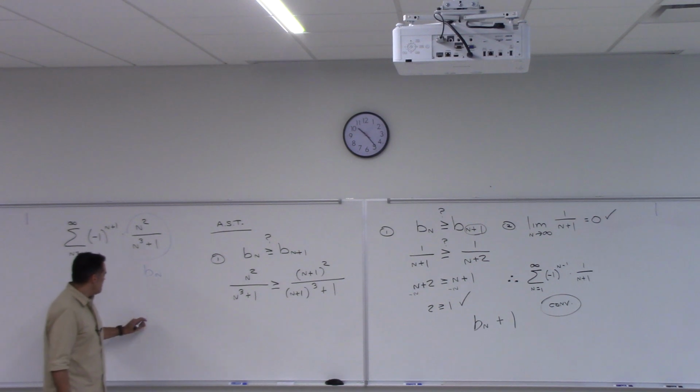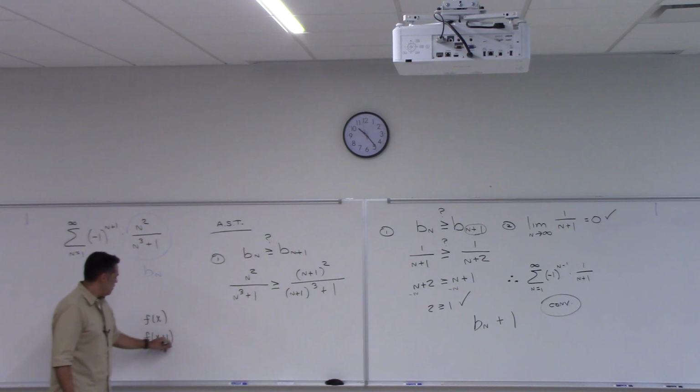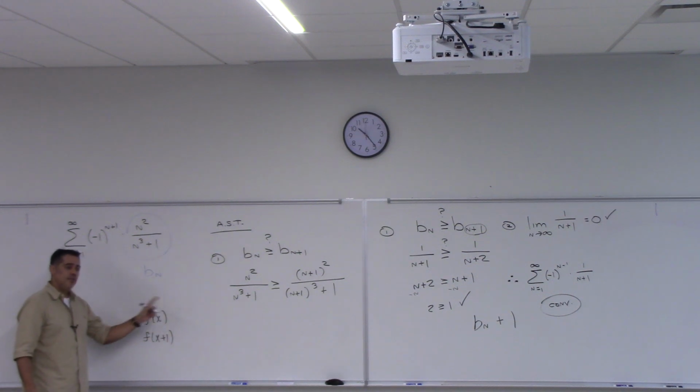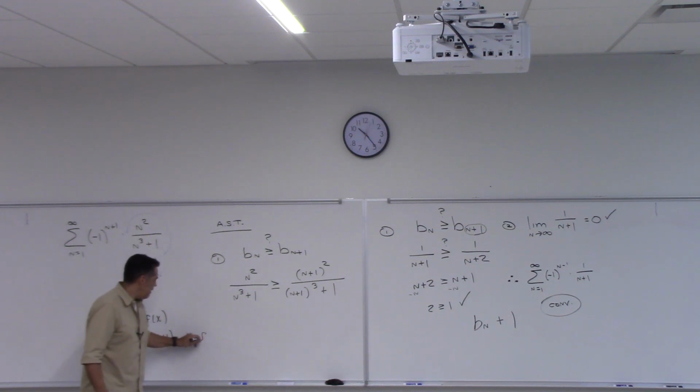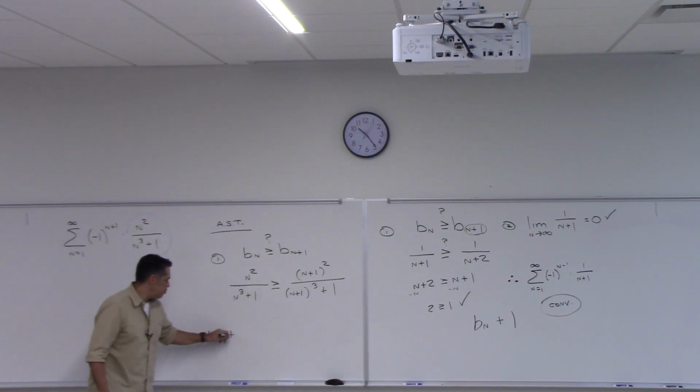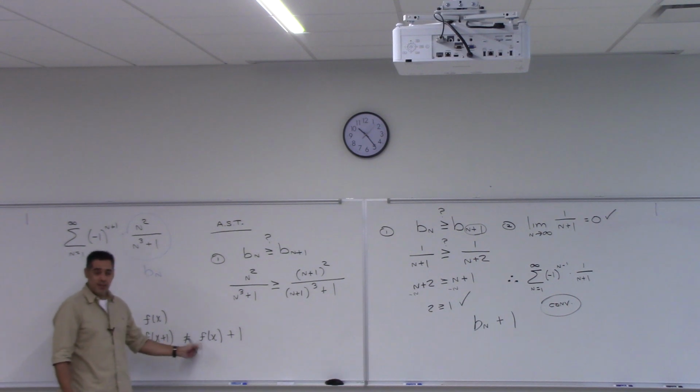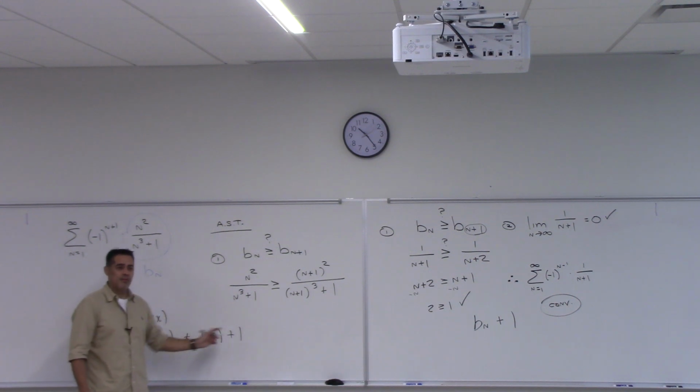It's kind of like the difference between f of x and f of x plus 1, right? f of x means you plug x into the function. f of x plus 1 means you plug x plus 1 into the function. But that does not mean f of x, plus 1. That means you plug x into the function, then you add 1. So those are different notations.